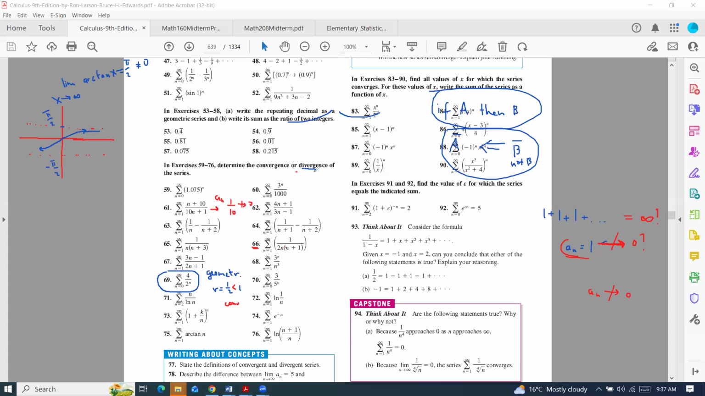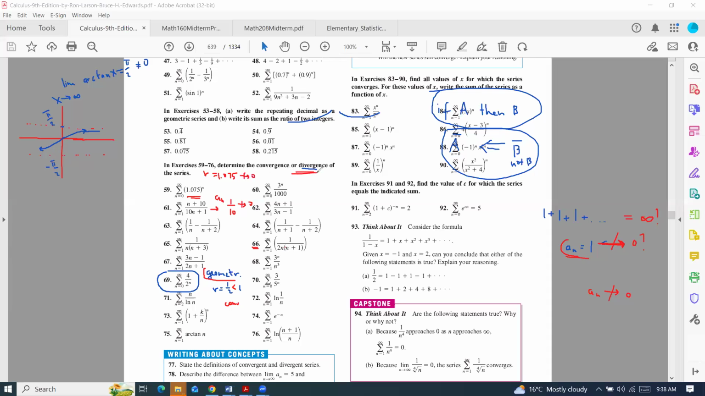Whenever it does not approach 0, divergent. Same here. Nth term does not approach 0. It's, well, probably approaches infinity. It is, again, a geometric series, and the ratio is 1 point something, 0.75. More than 1, again, does not approach 0, then divergent.